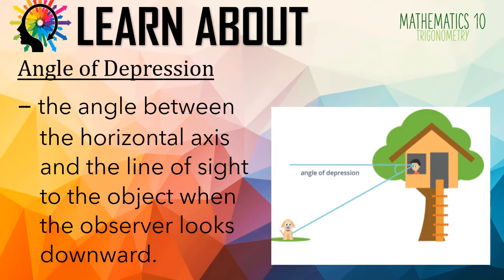First, we have the definition for angle of depression. It's the angle between the horizontal axis and the line of sight to the object when the observer looks downward. So again, our angle of depression is this one.